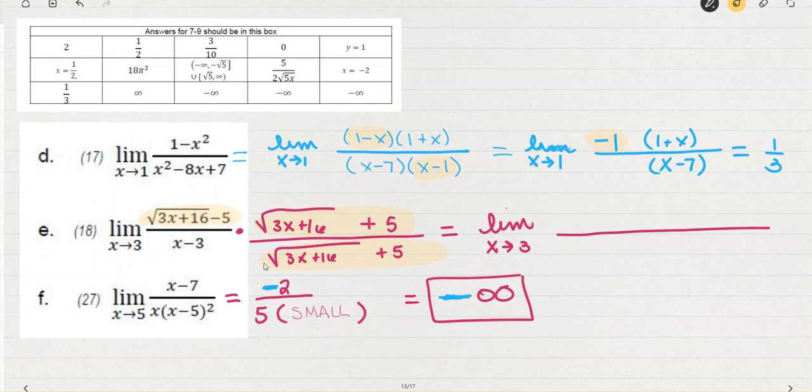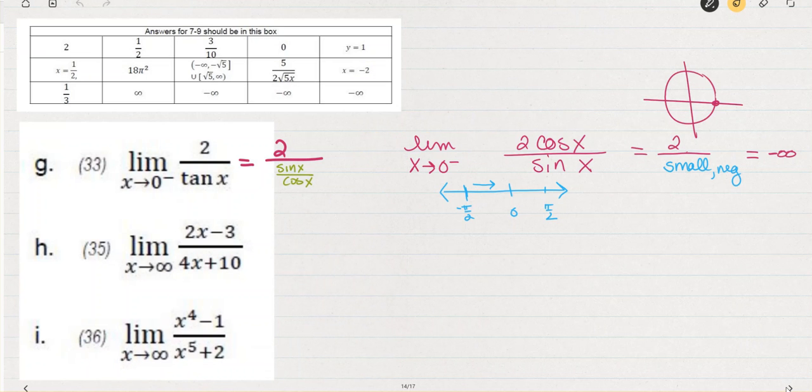Letter F, the direct substitution doesn't give us a result because we get a 0 here for the x minus 5, but we see that the numerator would be negative, specifically negative 2, and the denominator would be a 5 times a very, very small number, and 5 times that small number is still a very small number. If you recall, when we divide by a very small number, we get infinity, and it's going to be negative because that numerator is negative. So that's why letter F gives us a negative infinity.